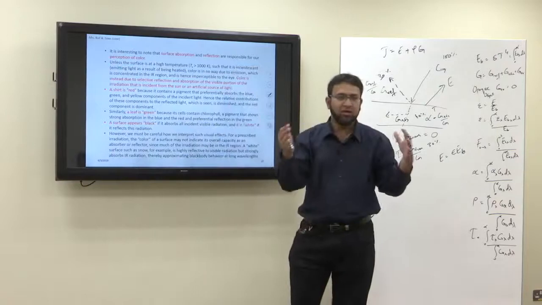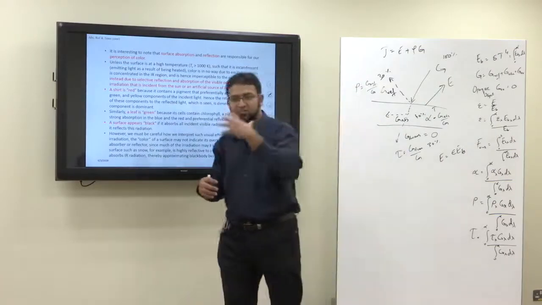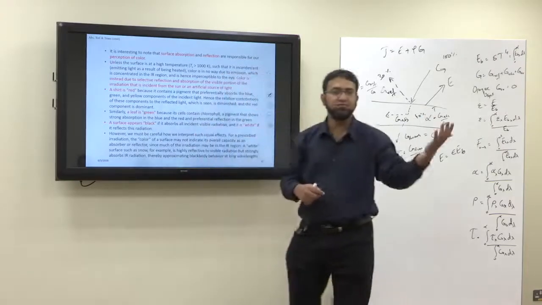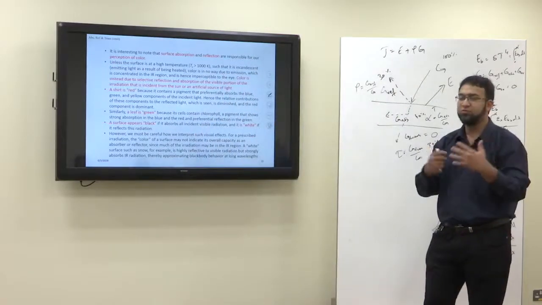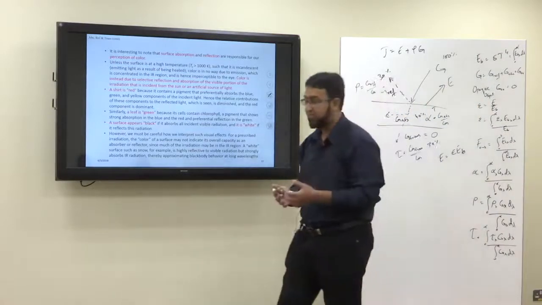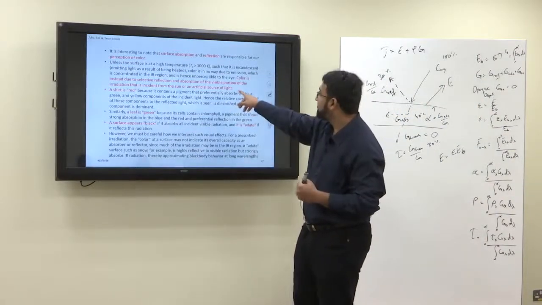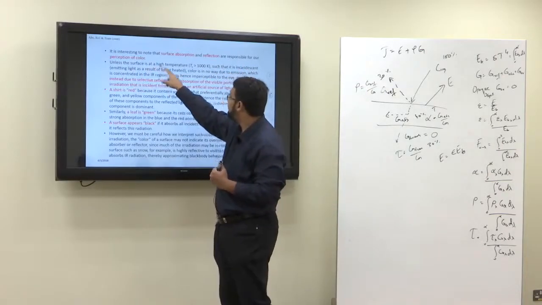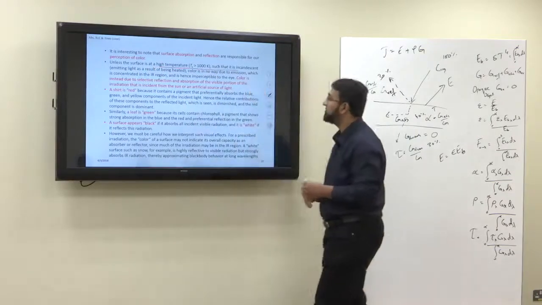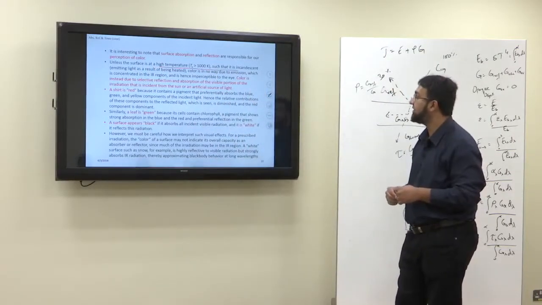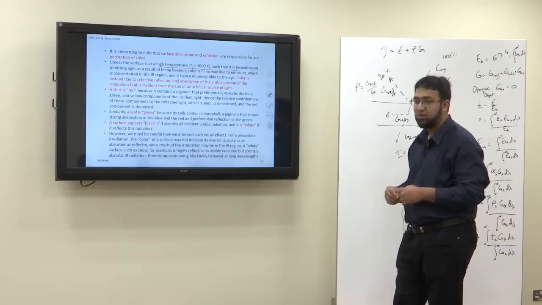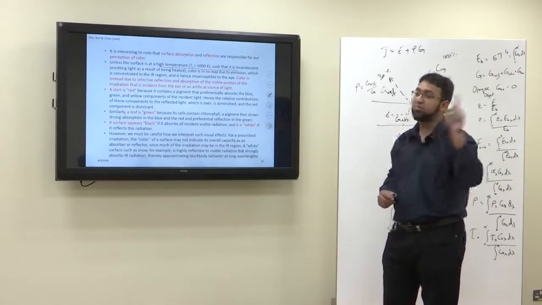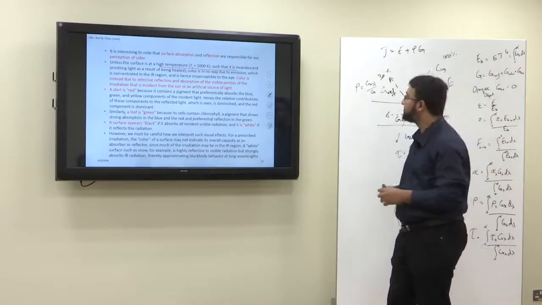Every body has certain pigments which can absorb certain wavelengths and cannot absorb other wavelengths. Through that, we can see different colors, and different combinations of colors. It is interesting to note that surface absorption and reflection are responsible for our perception of color. Unless the surface is at a high temperature such that it is incandescent, emitting light as a result of being heated, color is in no way due to emission. So whatever colors I see from you is not because of the energy emitted by you. It's because of the reflection.